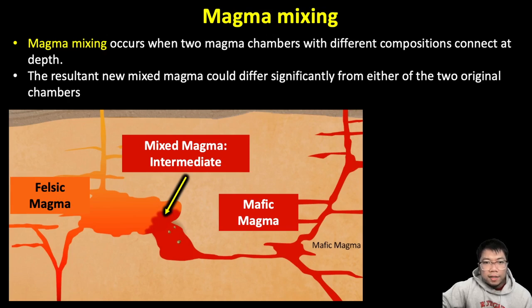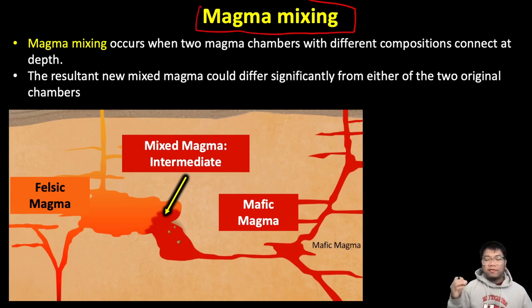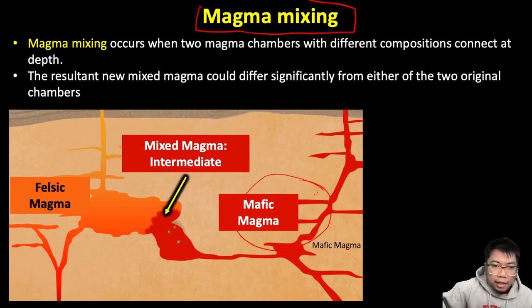And the next process is called magma mixing. Magma mixing happens when you have two different magma chambers with different compositions somehow connected at depth. Okay, so for example, here on the right, I have mafic magma, and on the left here, I have felsic magma, and somehow these two magma chambers are connected right there in the middle.